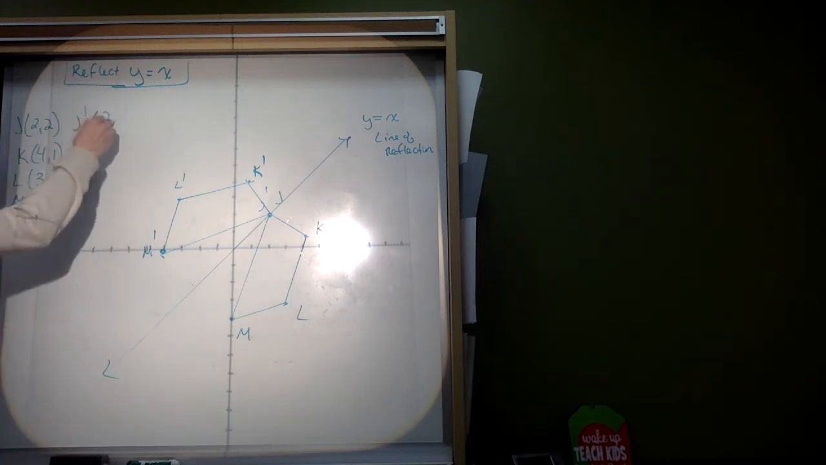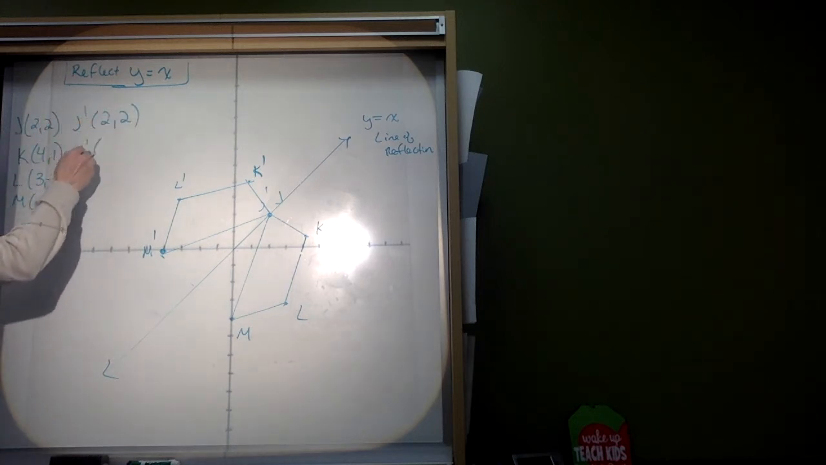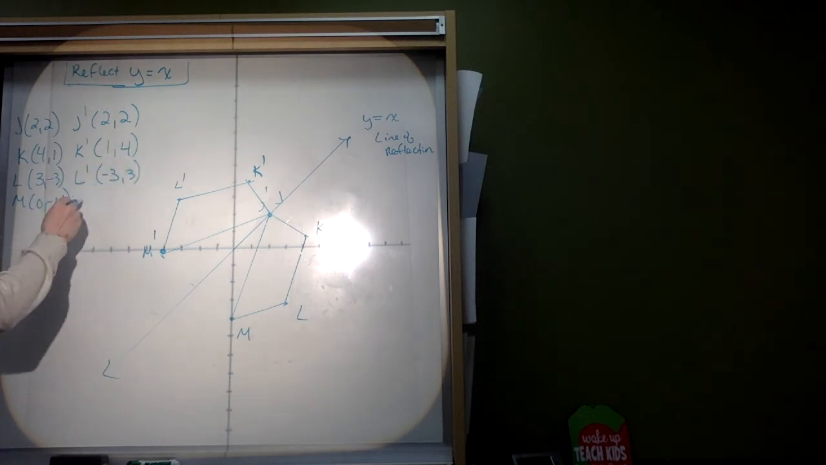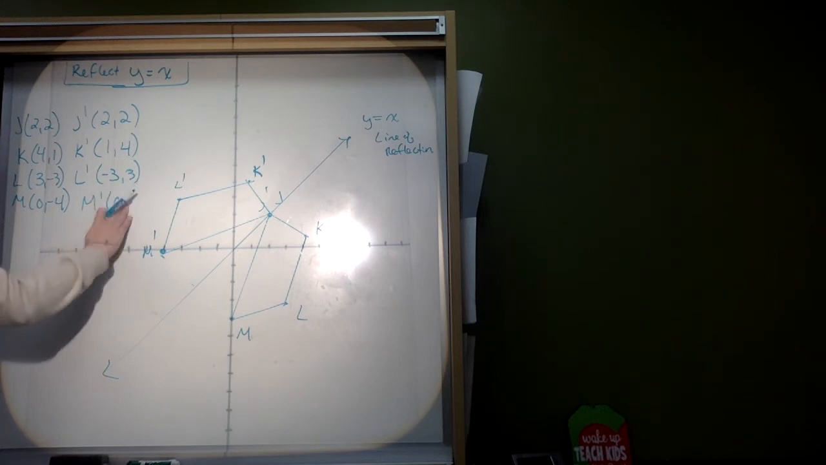J prime didn't change. K prime went to 1, 4. L prime went to -3, 3. And M prime went to -4, 0. And I got those just by measuring.